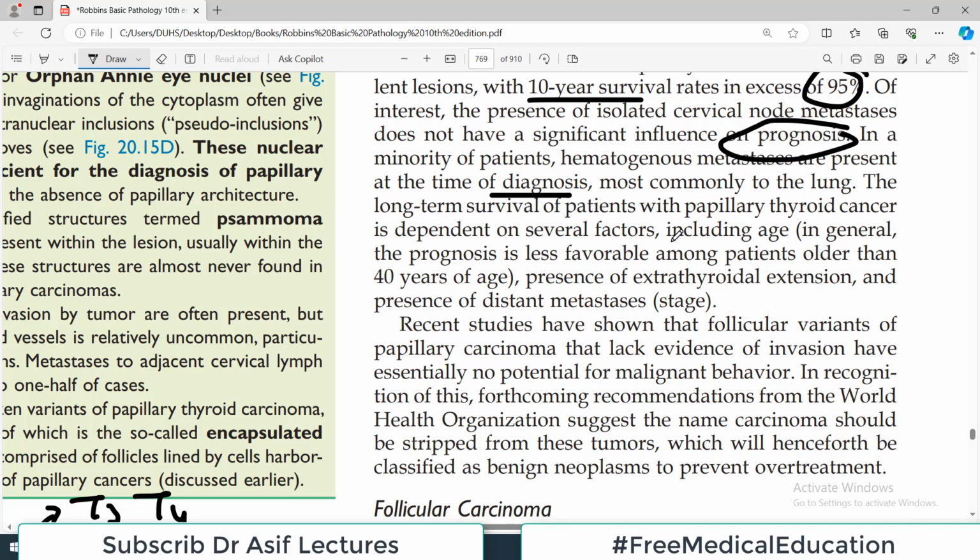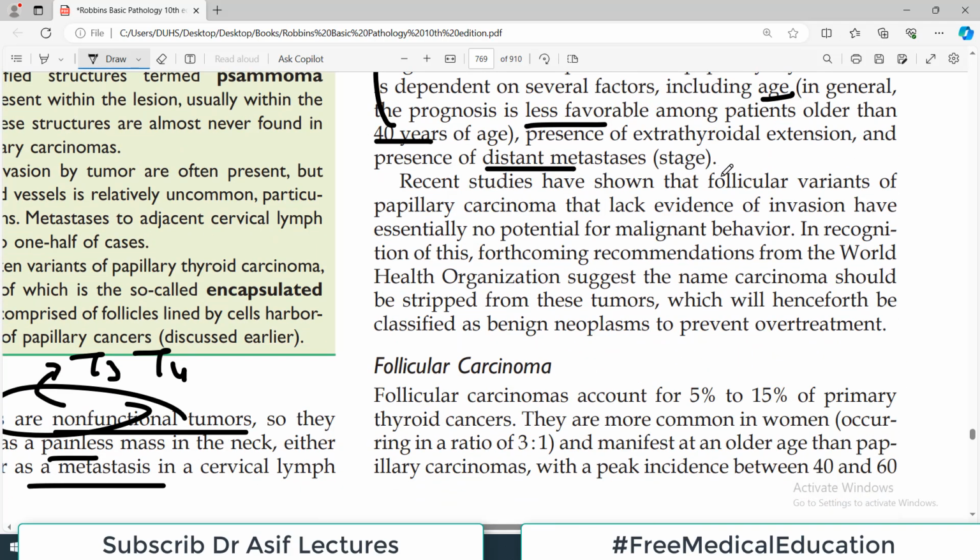The long-term survival of the patient with papillary thyroid cancer is dependent on several factors, including age of the patient. In general, the prognosis is less favorable if the patient is more than 40 years of age. So, अगर आपको 40 साल के बाद हो रहा है, तो इसका survival rate कम हो जाता है, okay? Presence of extrathyroidal extension, and if there are more distant metastases. So these are all poor prognostic factors.